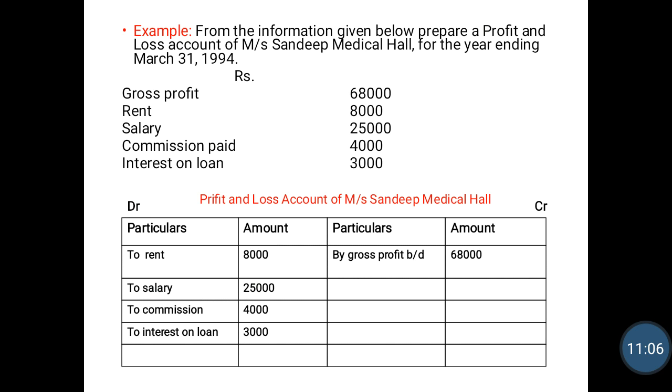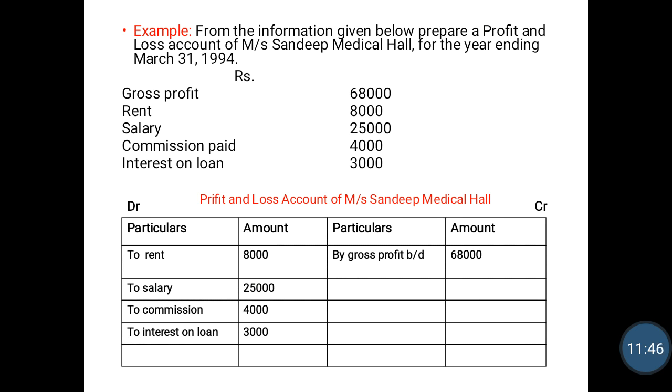Then rent, salary, commission paid, interest on loan, these are nothing but losses. So these are on the debit side of the profit and loss account. In this way, to rent, to salary, to commission and to interest, it comes on the debit side of the profit and loss account. So in this way, identify the particular type of transaction, that means income or gain, and then write it down on the particular side.